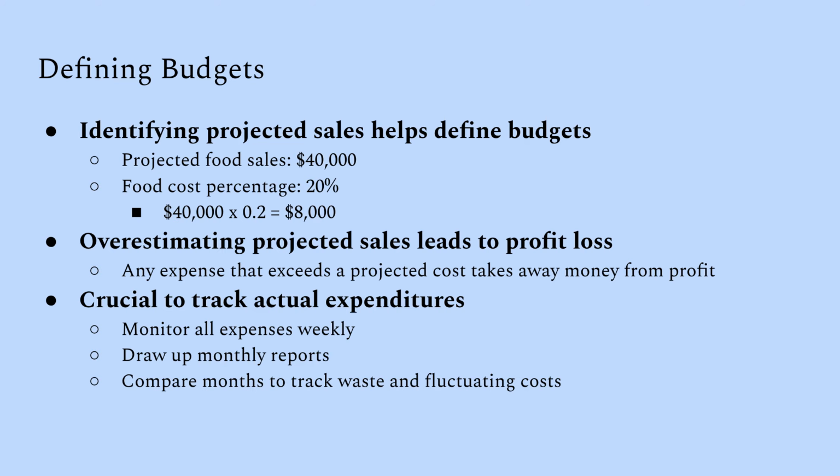So, in the end, it is just very crucial to track all actual expenditures. Anything that you spend money on, you'll want to monitor all of the expenses weekly, draw up those monthly reports, which is something that the POS system will help you with, and then compare those months to track waste and fluctuating costs. That's the best way to stay on track of all of these expenses.